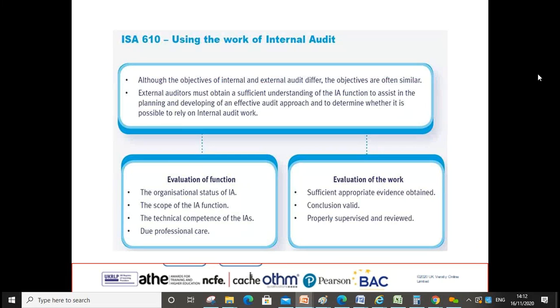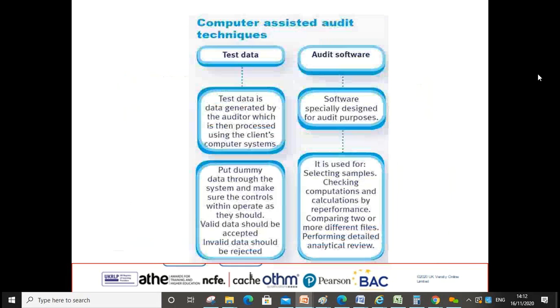Okay, ISA 610, using the work of internal audit. Internal audit work can be used for external audit purposes, to verify it, so we can see some evidence. How reliable is the audit? Sometimes there can be a problem, so we need to make sure. Then we have computer assisted audit techniques. We can use different data and different software to do the audit and test the data.